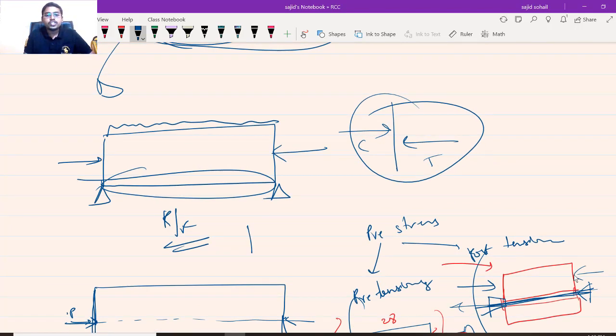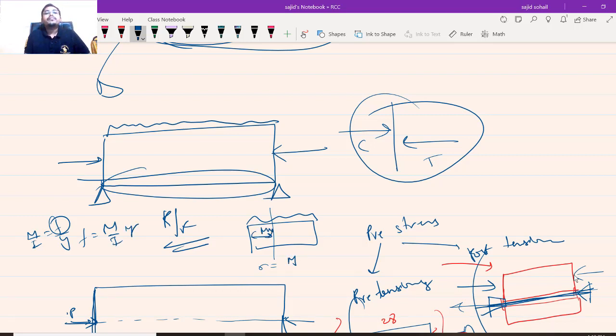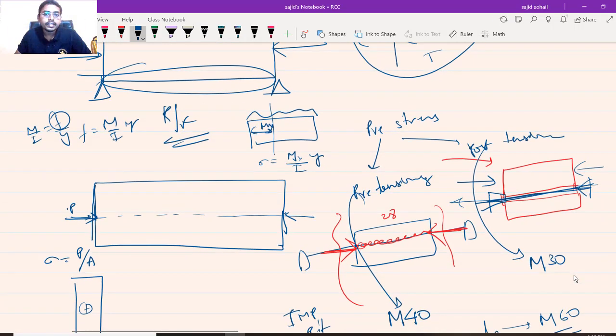Initially, when there was no pre-stressing, only the loading, what was the stress at any point? I know the equation, M by I is equal to F by Y. I want the stress F, so that will be nothing but M by I into Y. Moment at that section, M_x by I into Y. I hope it is very clear, right? And the diagram will be something like this. The top part will be in compression, the bottom part will be in tension, as I have just explained above.